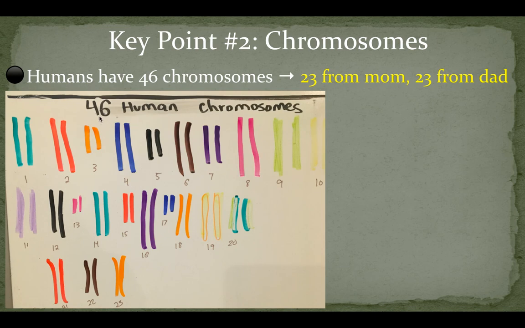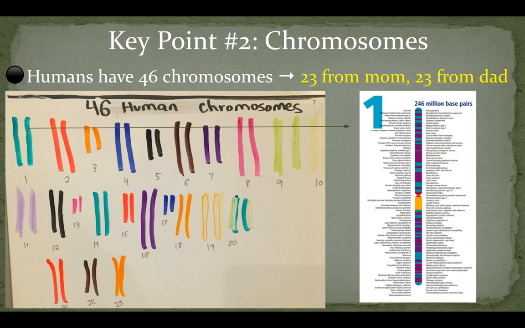We have 46 chromosomes. Humans have 46 chromosomes. And we have 2 sets of each. Where do you think we get each of those from? 1 from your mom, 1 from your dad of each. So overall, 23 chromosomes from your mom, 23 chromosomes from your dad. So overall, 46 chromosomes.